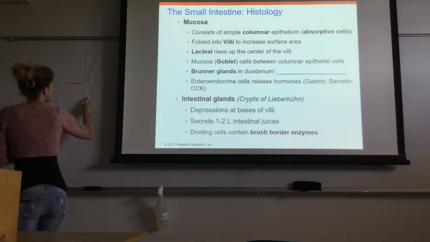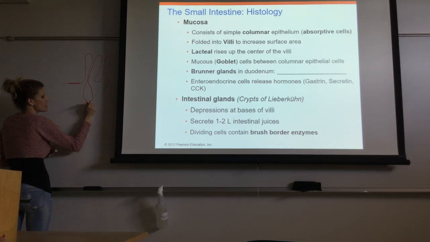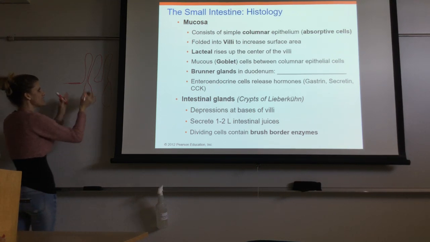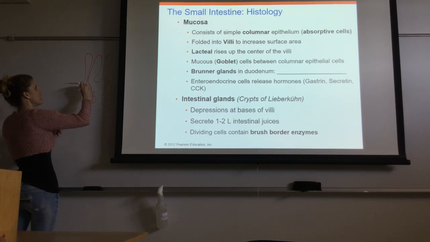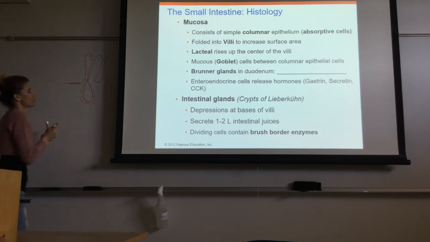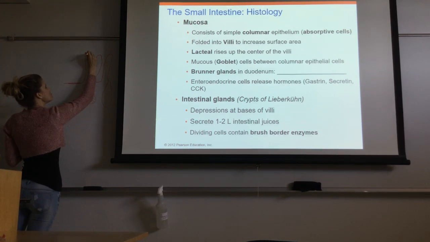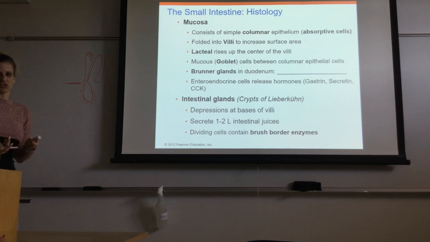At the very bottom of these crypts, we'll have constantly dividing cells. These are our columnar cells. These columnar cells divide and divide, and they push the cells up and up until eventually they get to the very tip of the villi. Now, each of these cells has what we call microvilli on them. Each of the cells has these tiny little extensions, and that's where the enzymes are going to be attached. The microvilli are also for surface area.